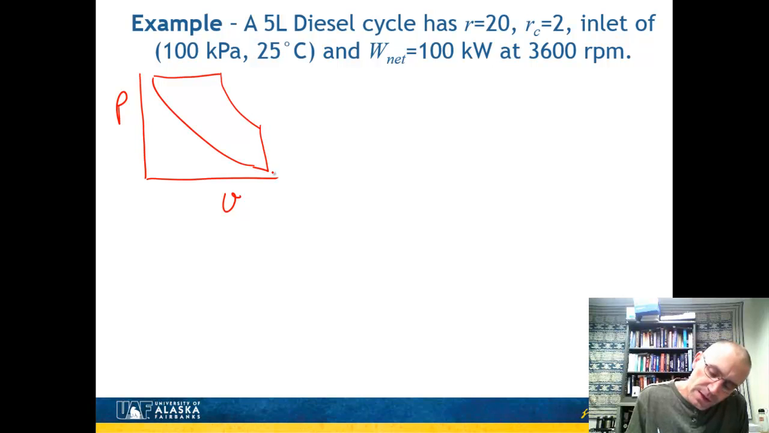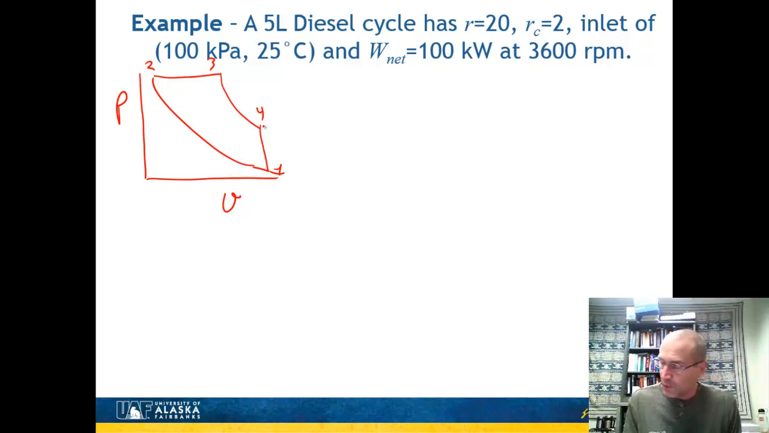Here's our diesel cycle, 1, 2, 3, and 4. And so we know everything over here at point 1. And so what we're going to do is again kind of move through the cycle. And so we're going to go from point 1 to point 2.